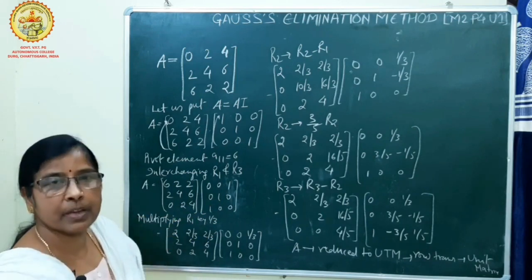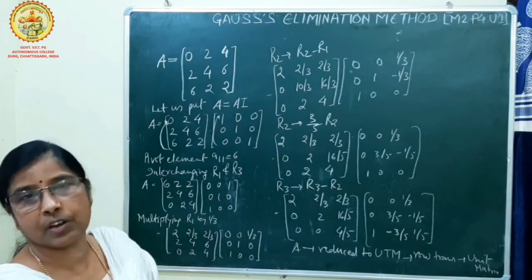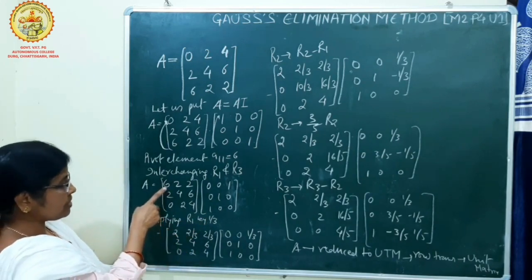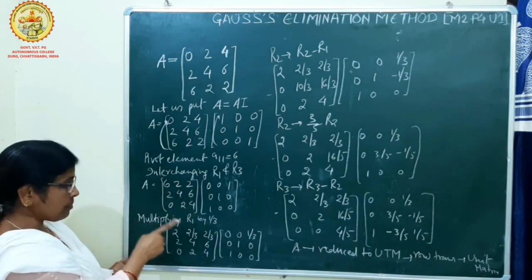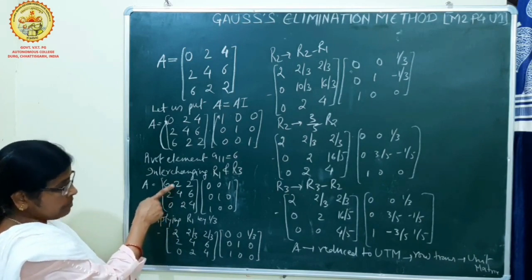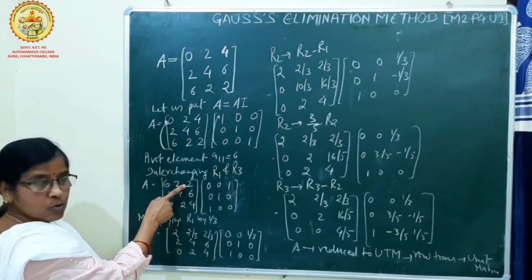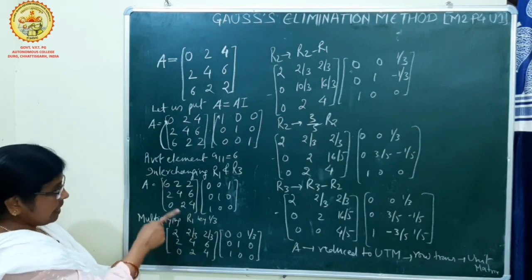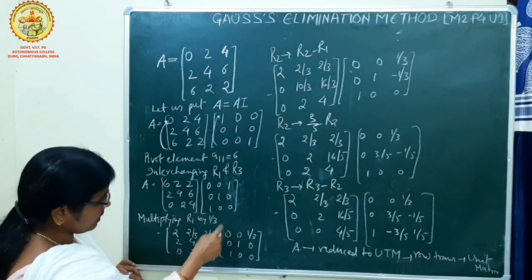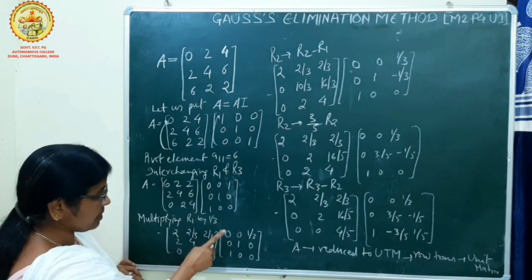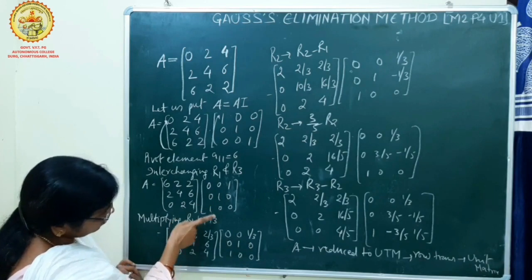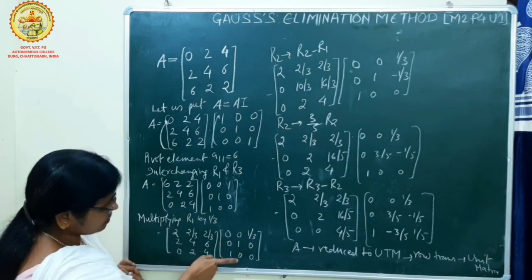Now we try to make this matrix an upper triangular matrix. For this we multiply R1 by 1 by 3. R1 is 6, 2, 2, multiplied by 1 by 3: 6 becomes 2, 2 becomes 2 by 3, and the next 2 becomes 2 by 3, and the rest is the same: 2, 4, 6 and 0, 2, 4. Similarly for the unit matrix, R1 multiplied by 1 by 3 gives 0, 0, 1 by 3, and the rest is the same.